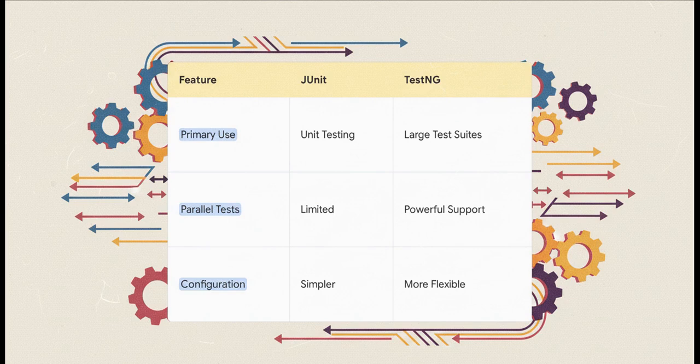You've got two really popular frameworks. JUnit is the classic, and it's perfect for something called unit testing, which is really just testing the smallest individual pieces of your code all by themselves. But for bigger, more complicated projects, people often go with TestNG because it's just more flexible and has powerful features, like being able to run a bunch of tests at the same time.